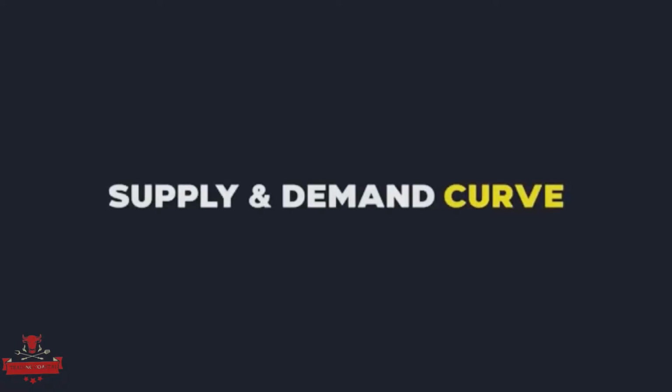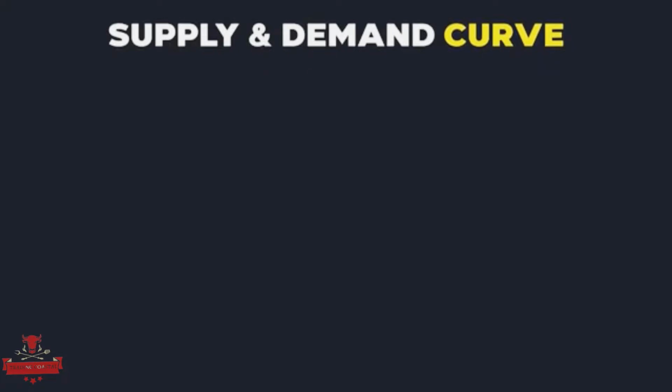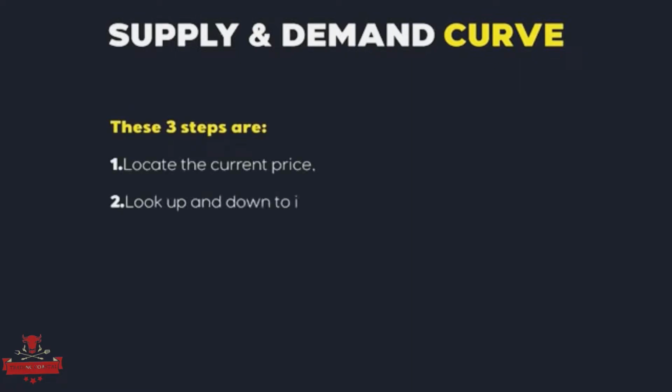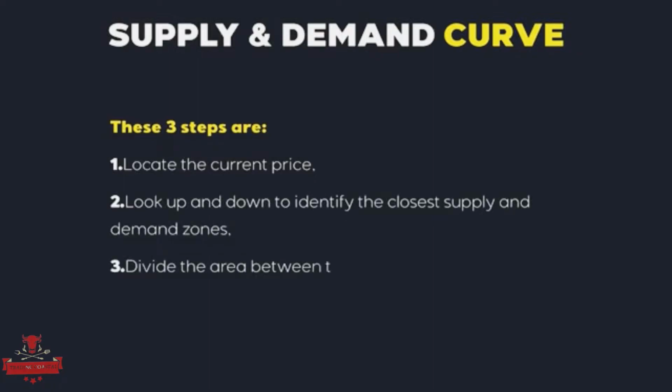In order to identify supply and demand curve, we follow a three-step process that helps us determine the location of the price in relation to supply and demand in control. These three steps are: locate the current price, look up and down to identify the closest supply and demand zones, divide the area between the two proximal lines into three equal zones.